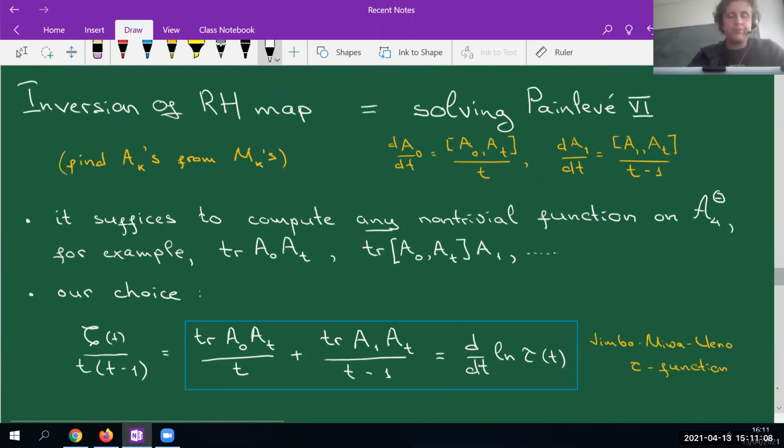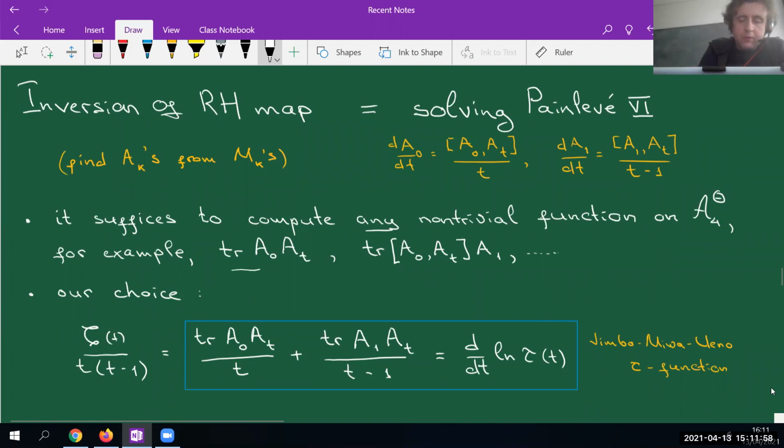Okay, so I have also said that the construction of the inverse of this Riemann-Hilbert map is equivalent to solving the Painlevé 6 equation. So Painlevé 6 equation, I write it in this matrix form. One can write a second order scalar equation if one wants, but the concrete form of this equation will depend on the invariant function on the space of these residues that you use in order to write your equation.